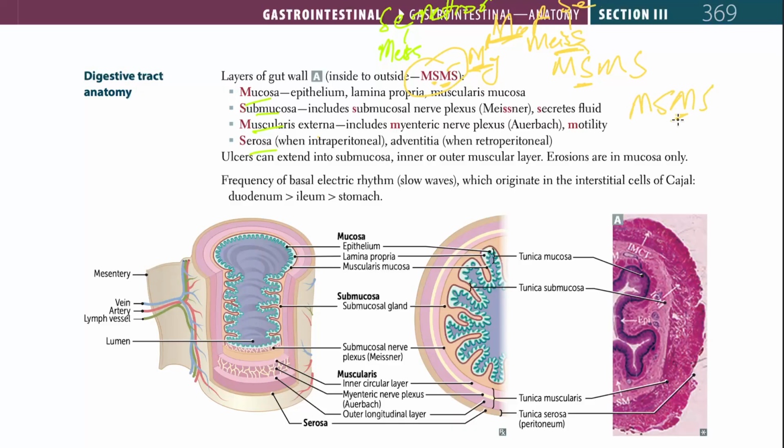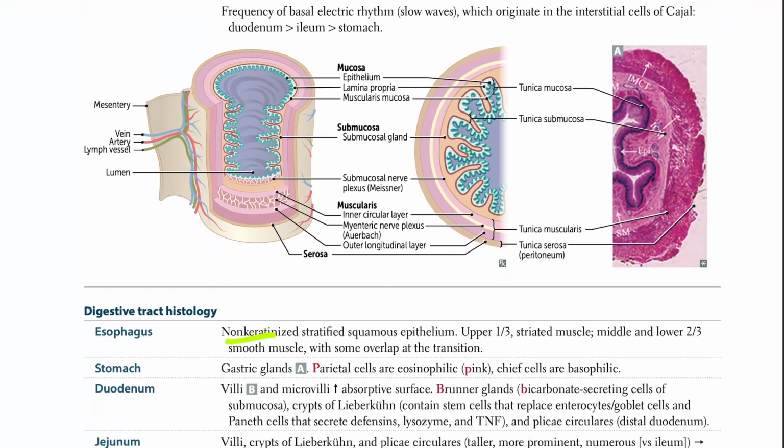Now MSMS, we talked about S, which is mesenteries and secretion. M is for mesenteric. Now you have the inner circular and outer longitudinal layers. In between these, you have the myenteric plexus, which is motility. M, M, M, S, S, S. Other than that, that's pretty much all we have here.